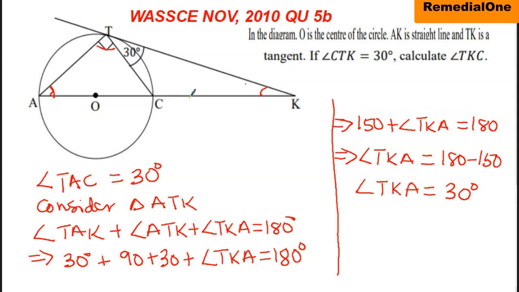They are on the same line. So you say angle KA is the same as angle TK. So therefore, angle TKC is equal to... let's look at the second question.